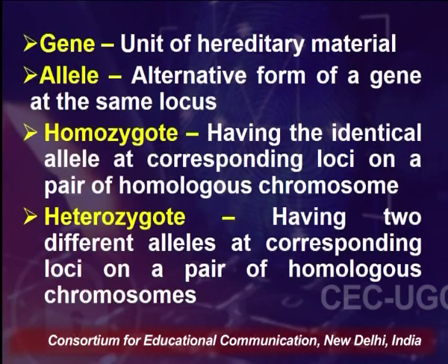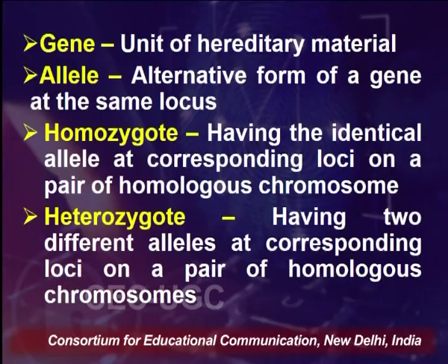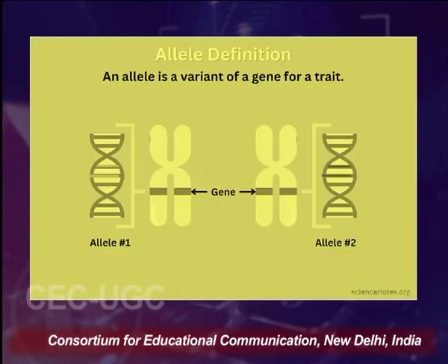Then we have two terms, gene and allele. Gene is the unit of heredity material, whereas allele is the alternative form of a gene at the same locus. Let's have a look at this picture. It shows two chromosomes, and at a particular location on those two chromosomes a gene is present. There are around 30,000 genes on our DNA. So we are talking about any one gene. Any one gene can have two allelic forms. For example, let's talk about height.